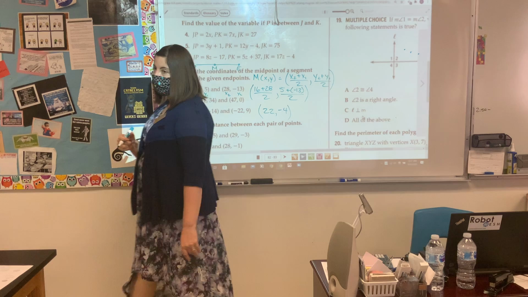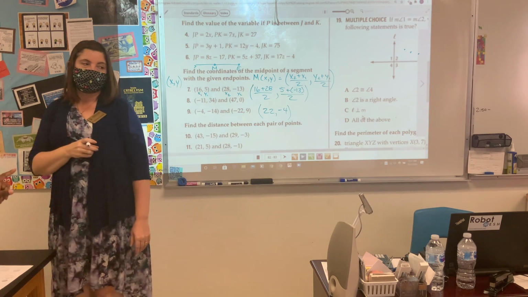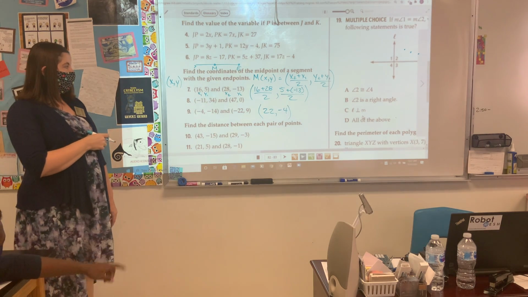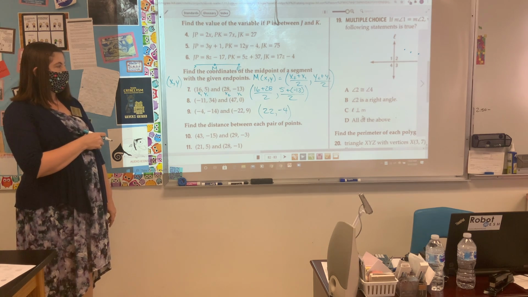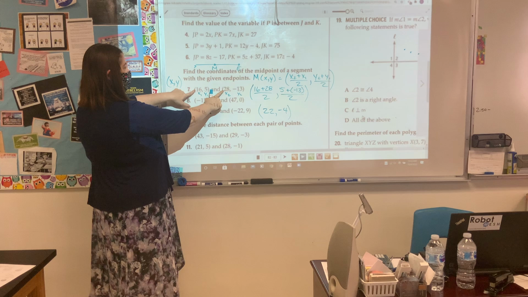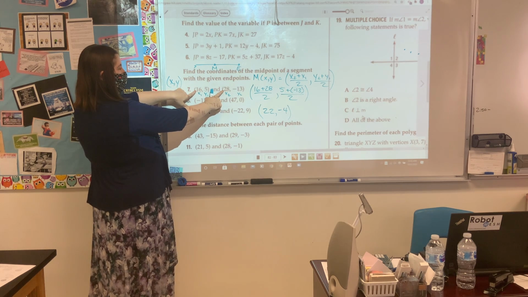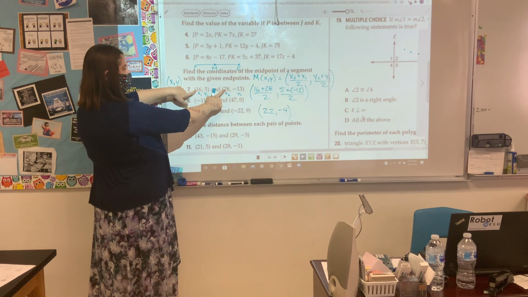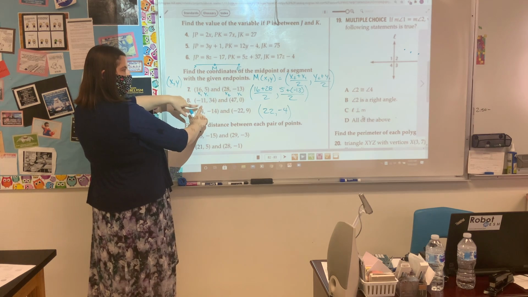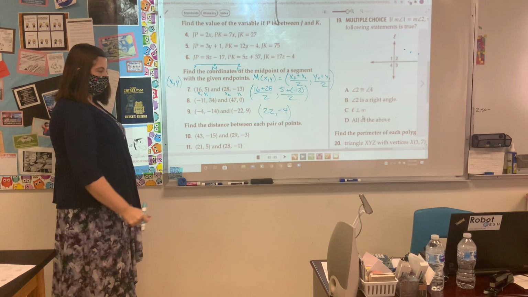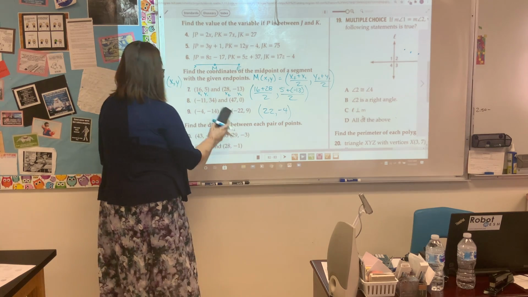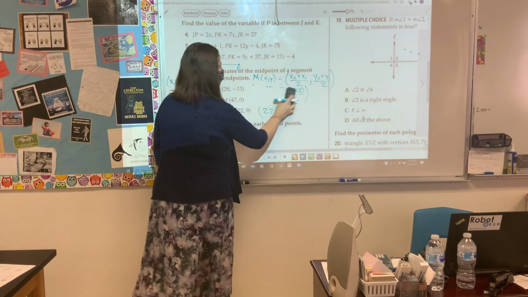There are people in class doing that. That's perfectly valid too. I just counted, and it was a difference of 12 to go from 16 to 28. Divide that in half, 6. You add 6 to the 16 and get 22. Okay? So let's do number 8. Same formula.